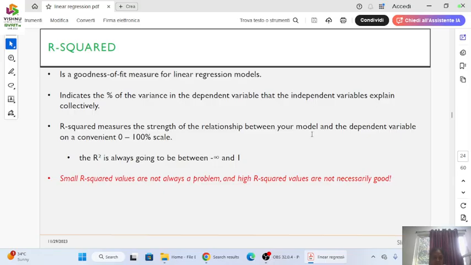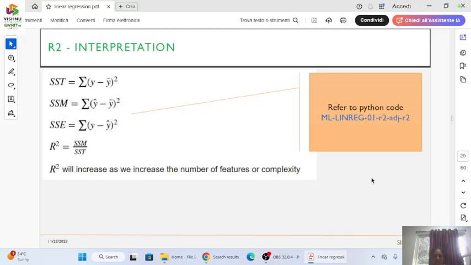The R squared is always going to be between infinity and 1. Small R squared values are not always a problem. High R squared values are not necessarily good, right? So the last line is very, very important. R squared interpretation is also like this.